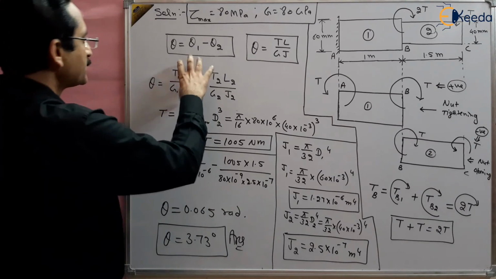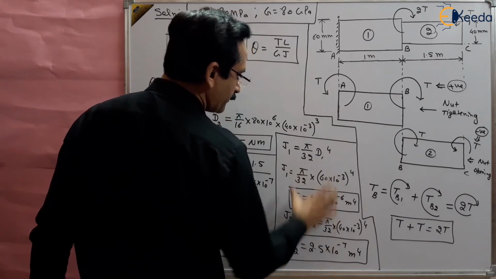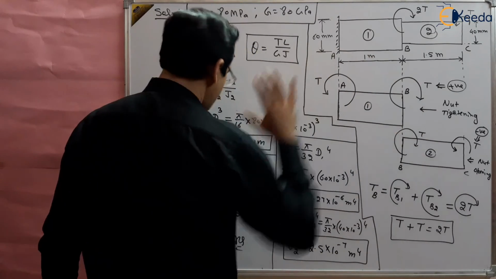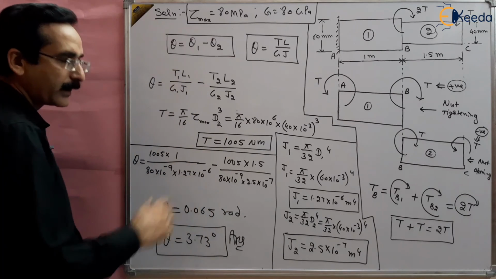Now everything is known, but polar moment of inertia we have to find out. We have obtained the polar moment of inertia of both the parts of the shaft, and then we have put these values here and obtained the total angle of twist.